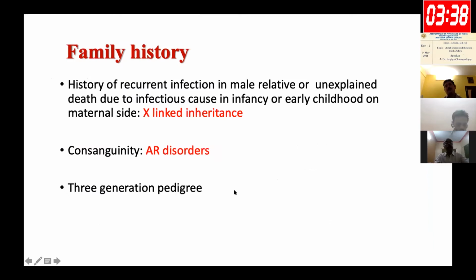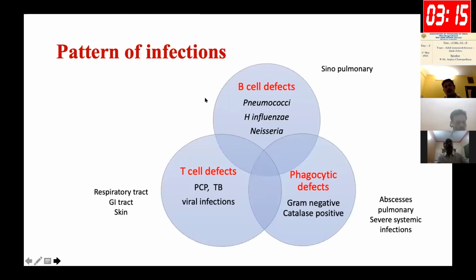Family history is important, because most primary immune deficiencies are genetically inherited, either X-linked or autosomal recessive. So a detailed 3-generation genetic pedigree is very important whenever you suspect a primary immune deficiency disorder, or whenever you are dealing with unusual infections or unusual complications.